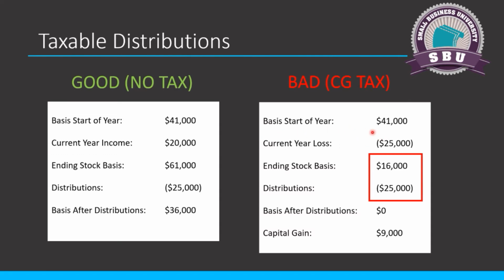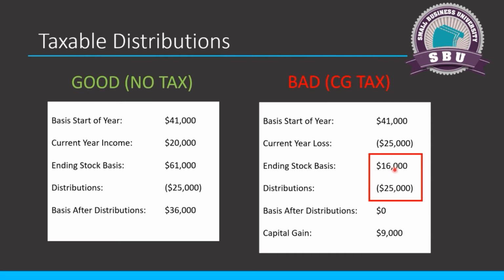But here the basis is the same. The start basis is the same, 41,000. And then we have a current year loss. So they lost money. So the ending stock basis before their distributions was 16,000. Then, even though they lost money, they pulled another 25 grand out. Now we have a problem. Because this runs the stock basis negative, it means the basis after the distributions is zero. Remember, it can never be negative.